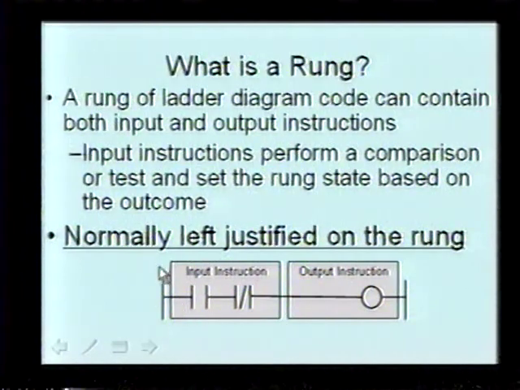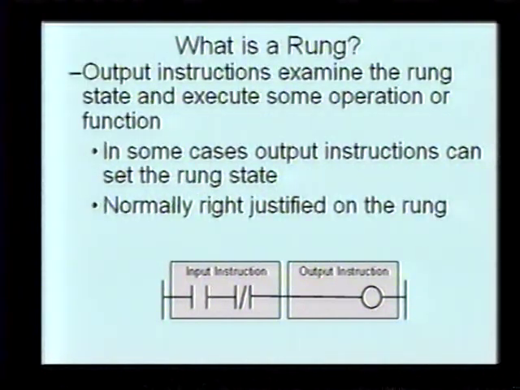In this example, this is called a rung because it looks like a ladder. You've got the rails of the ladder and you've got a rung of the ladder. You've got 2 inputs and then you've got your output. That would be one rung of ladder logic code. An output instruction examines the rung state and executes some operation or function. In some cases, output instructions can set the rung state. Normally they are right justified on the rung.